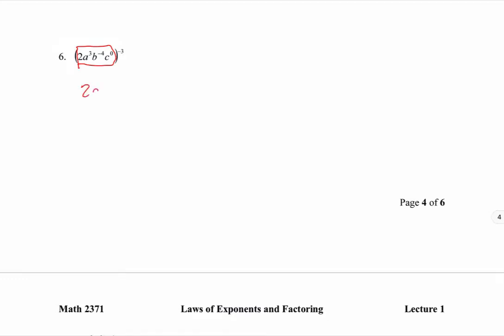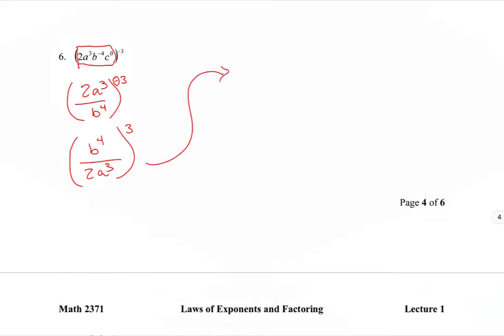So 2a cubed over b to the fourth, parentheses, c to the 0 is 1, negative 3. Now, I'm going to get rid of the negative exponent by flipping the entire thing. So I'm going to have b to the fourth over 2a cubed, and all of that is still going to be cubed. Now I'm going to go up here. So this is going to be b to the 12th over 2 cubed a to the 9th. And so my answer is going to be b to the 12th over 8 a to the 9th.